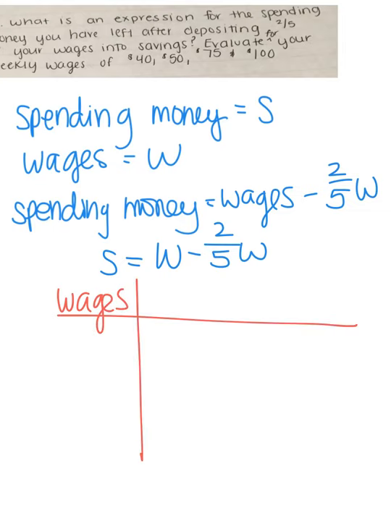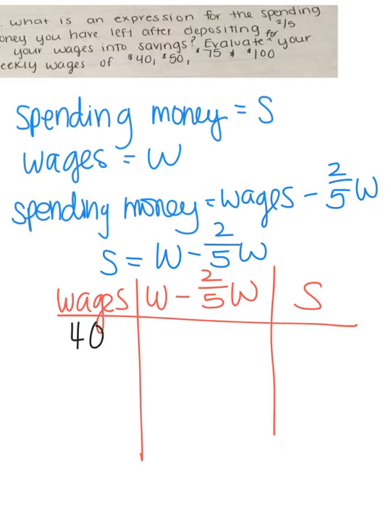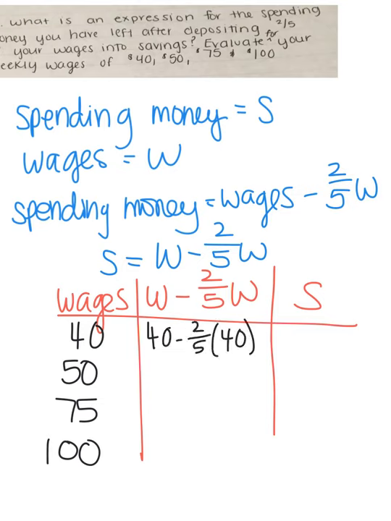Okay, so I can make a chart. Wages. Then I'm going to put this expression in here to solve that. And what I have left is S. So my different amounts of wages, right, were 40, 50, 75, and 100. Okay, so if my wage was $40, I can plug that in for W, and I get 40 minus 2/5 times 40. And then I would get what I get for my spending money.